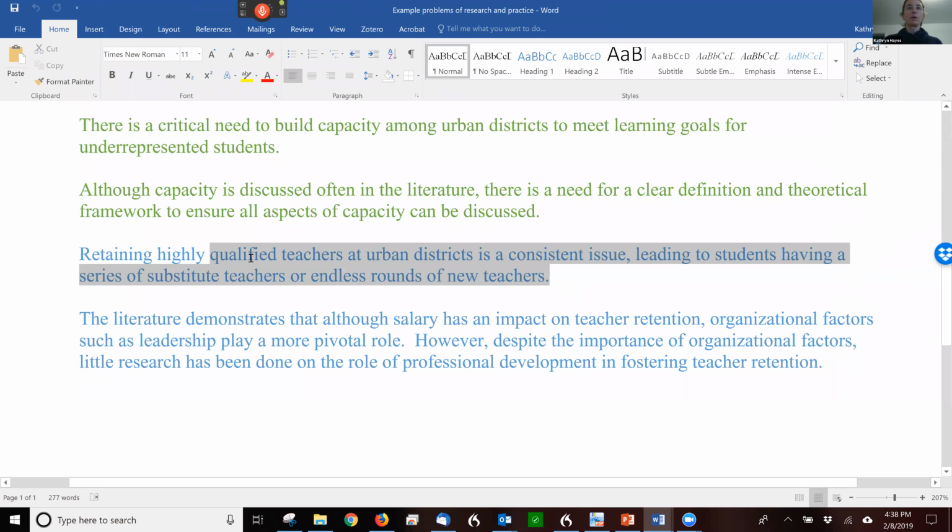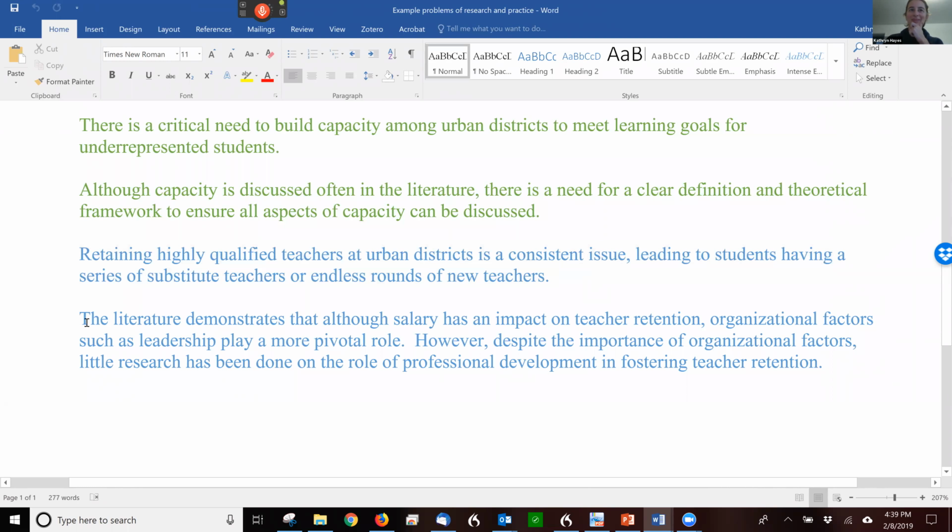So this one here, problem of practice. Retaining highly qualified teachers at urban districts is a consistent issue, leading to students having a series of substitute teachers and an endless round of new teachers. This actually is over-researched. So it's a problem of practice that doesn't actually need a lot of new research, but maybe there's little bits and pieces that we need to understand.